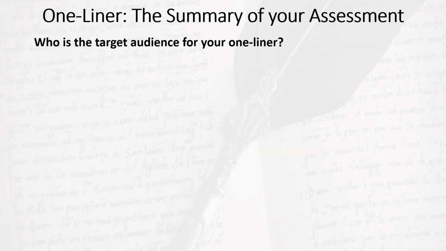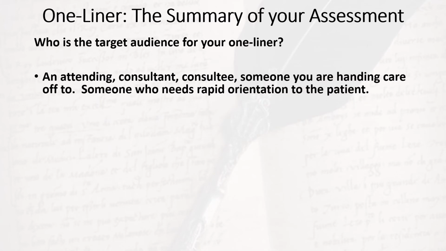So finally, let's look at the one-liner. So the one-liner is the summary of your assessment. Who is the target audience for your one-liner? So pause and write down who the target audience of your one-liner is. The target audience is your attending, if you're staffing the patient, a consultant or a consultee, someone who you're handing care off to. Essentially, it's someone who needs rapid orientation to the patient, right?